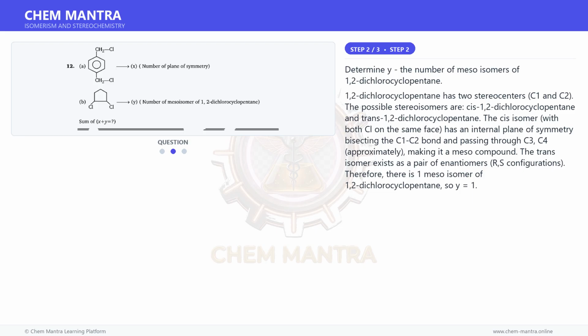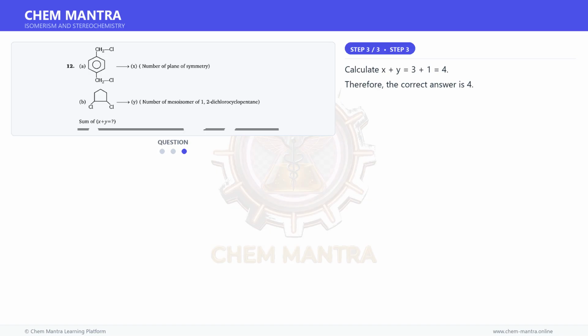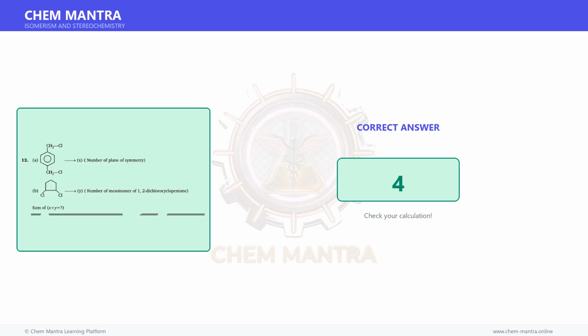Therefore, there is one meso-isomer of 1,2-dichlorocyclopentane, so Y is equal to 1. And for the final step, calculate X plus Y is equal to 3 plus 1 equals 4. Therefore, the correct answer is 4.